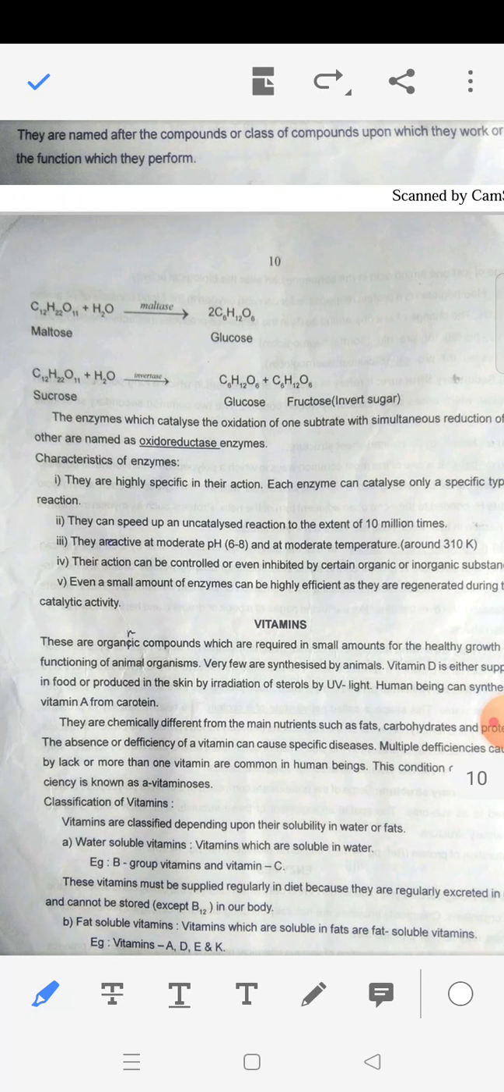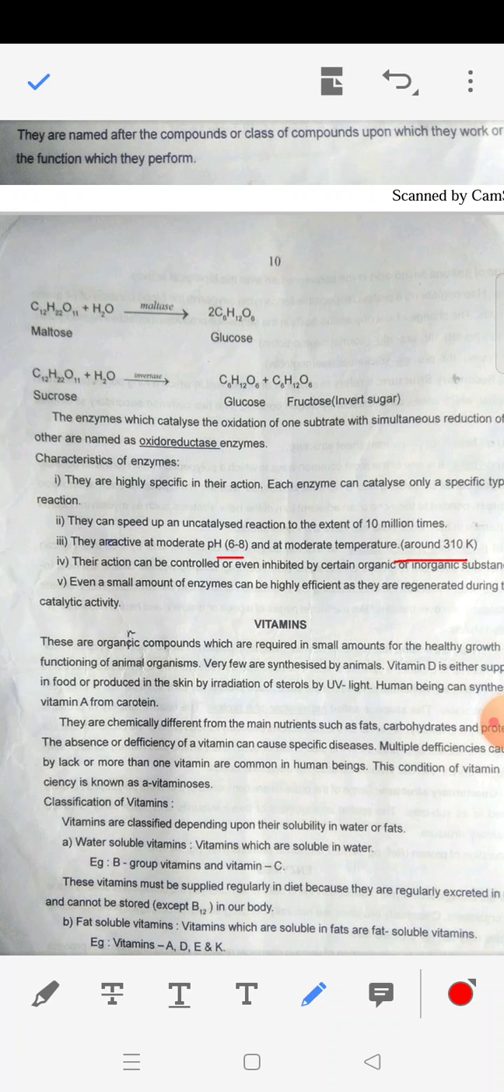The reactivity: enzymes are active at moderate pH. Normal pH is 7, and they act between 6 to 8. That means slightly towards the acidic side and slightly towards the alkaline side, and at a moderate temperature of 310 Kelvin. Their actions can be controlled or even inhibited by certain organic or inorganic substances.